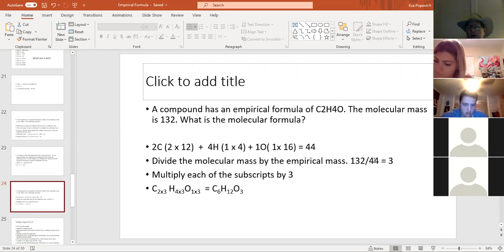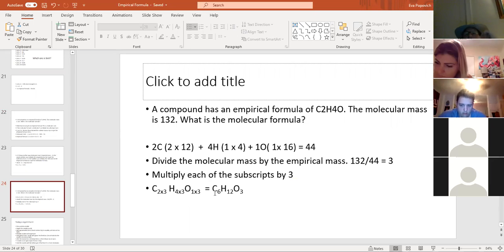132 divided by 44 is 3. I have to multiply each of my subscripts in my empirical formula by 3. That means the carbon subscript 2 gets multiplied by 3, my hydrogen 4 gets multiplied by 3, and my oxygen 1 gets multiplied by 3. So my molecular formula is going to be C6H12O3.